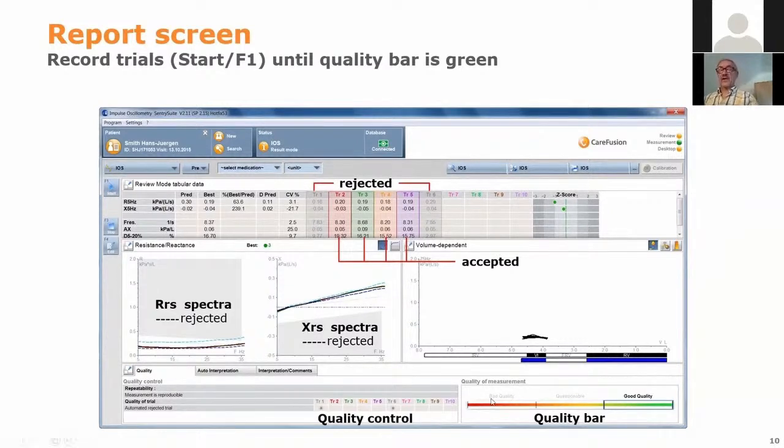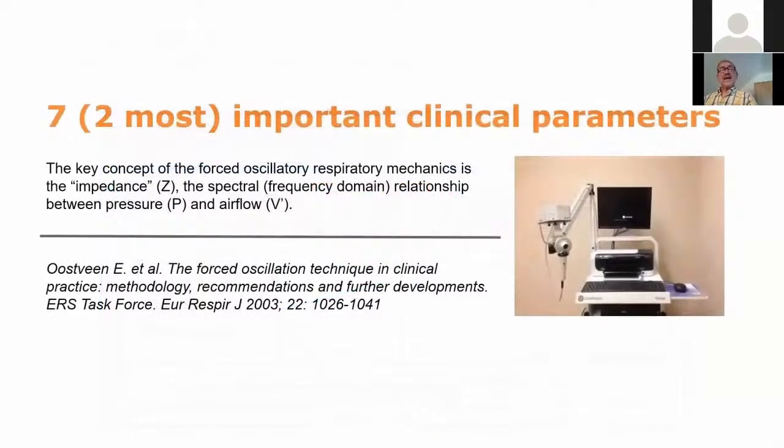If you have questionable quality, you can simply add 1 trial. I think that's so simple, and the most developed lung function test compared to all other lung function tests. So there are 7 important clinical parameters, and if you compare that to spirometry, there are much more than 7 parameters.